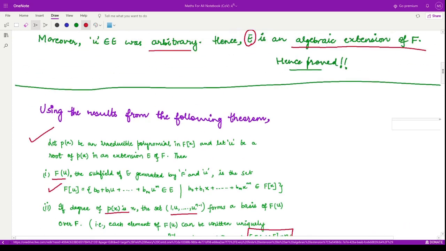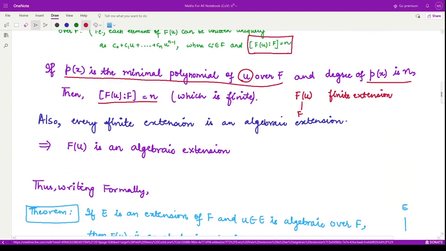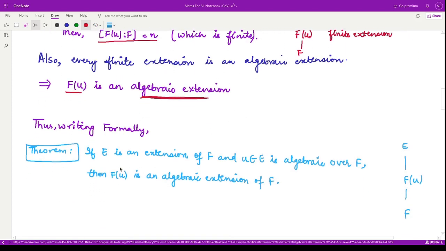Moreover, we just saw that every finite extension is an algebraic extension. Therefore, the extension created in this sense, F(u), is also an algebraic extension. So let us see what we have done over here. It says if E is some extension of F and u is some algebraic element over F, then F(u) is also an algebraic extension of the given field F. So this is the result. You see, F(u) is the extension field of F, and moreover this E is an extension field of F(u). This is also a useful result which we shall use further.